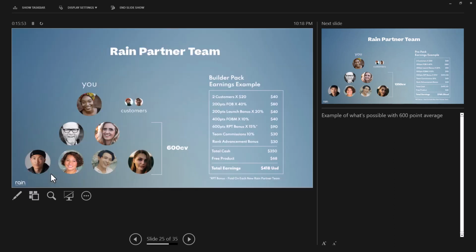Now, RAIN partner teams, I just want to show you how powerful these are. It's a simple concept. You get 2 customers and 2 Rain partners, and then you help your 2 Rain partners to sponsor 2 Rain partners each. You can see that illustrated there on your screen.